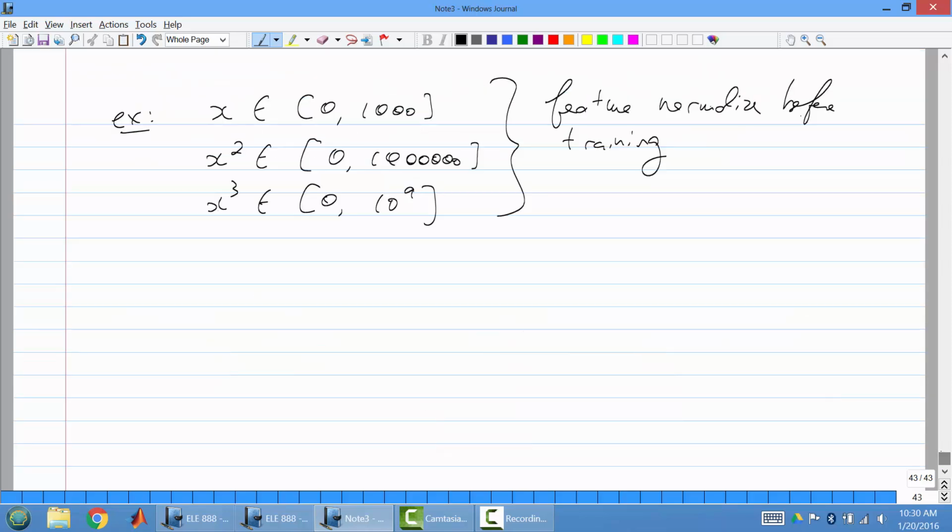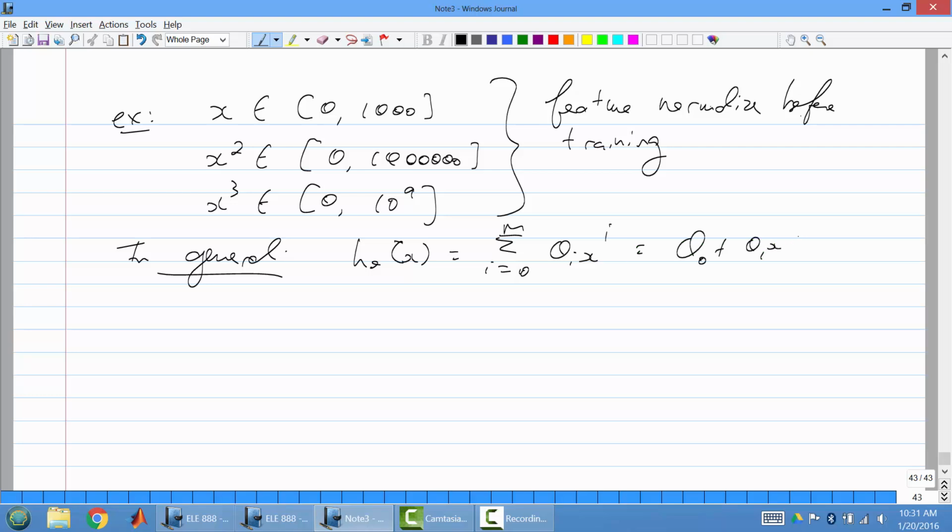Okay, so in general, the prediction model is just a sum of polynomials that are weighted by a certain amount. So it's just the summation from i equals 0, theta i x to the power i, which is just theta 0 plus theta 1 x plus theta 2 x squared and so on.